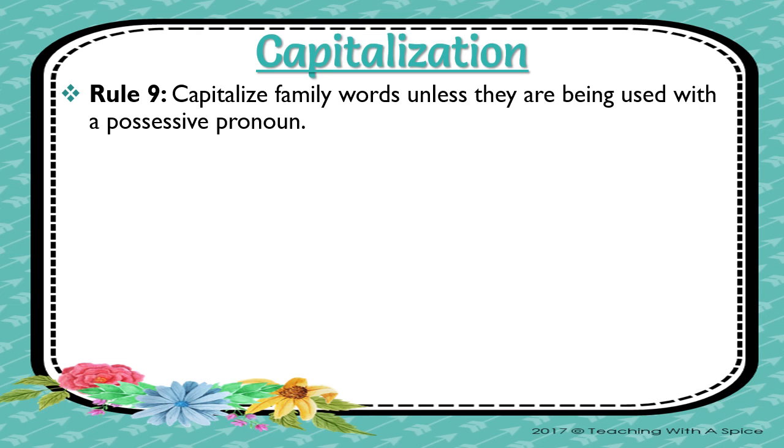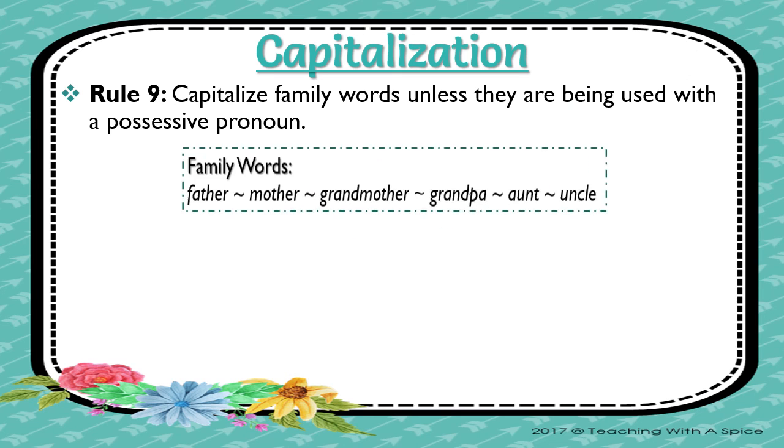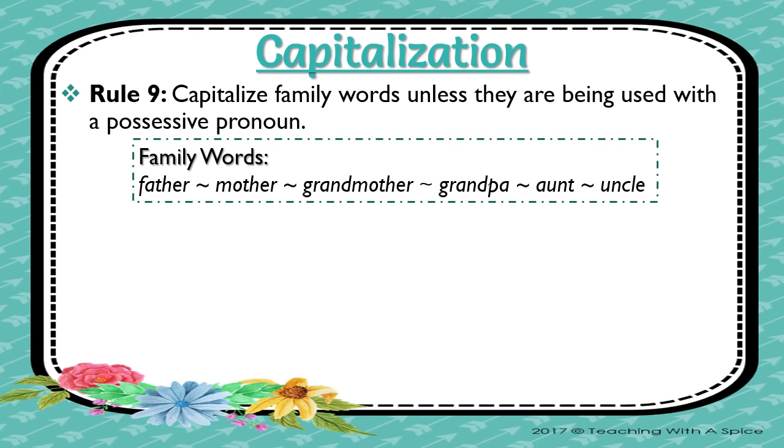Rule 9. Capitalize family words unless they are being used with a possessive pronoun. So this is what I mean by family words. Words like father, mother, grandmother, grandpa, aunt, uncle. So we just looked at that in our previous slide with titles. When they're being used with a name, they are acting as a title for that person. But when they're being used without a name, then we just consider it a family word. And you still need to capitalize it, even though it's no longer a title, it's being used in place of their name. So you capitalize it unless it's being used with a possessive pronoun.